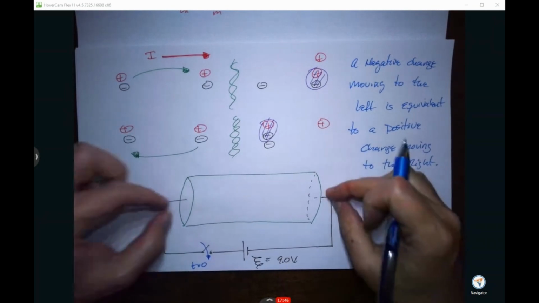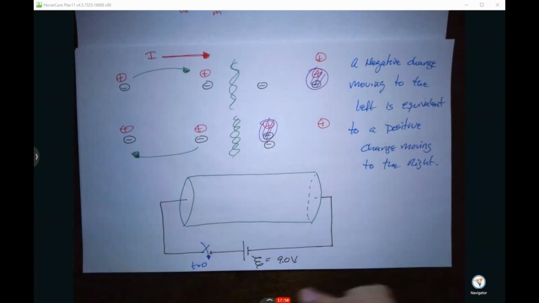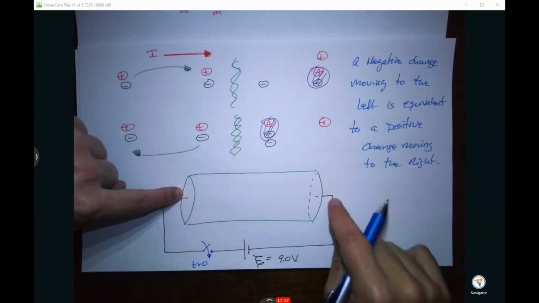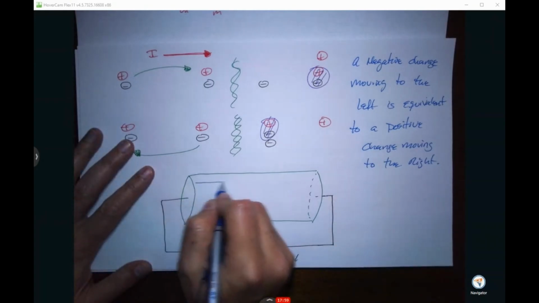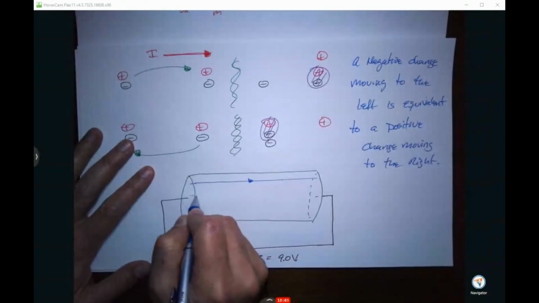When we close the switch at t equals 0, it's going to place a potential difference across the ends of the conductor, and that's going to essentially establish our electric field down through the conductor. This is going to be the high voltage side, this is going to be the low voltage side, and so our electric field is going to run, as it usually does, from high to low.